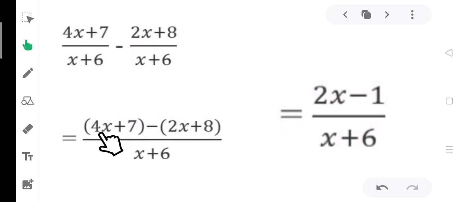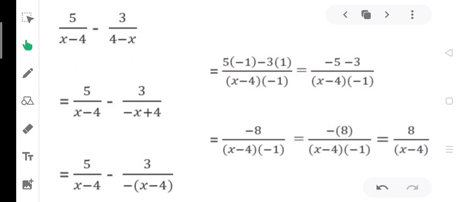Then proceed to subtraction. We have 4x minus 2x, that is equal to 2x. And then 7 minus 8, that is negative 1, all over x plus 6, the denominator. Since this is no longer factorable, this is the final answer.